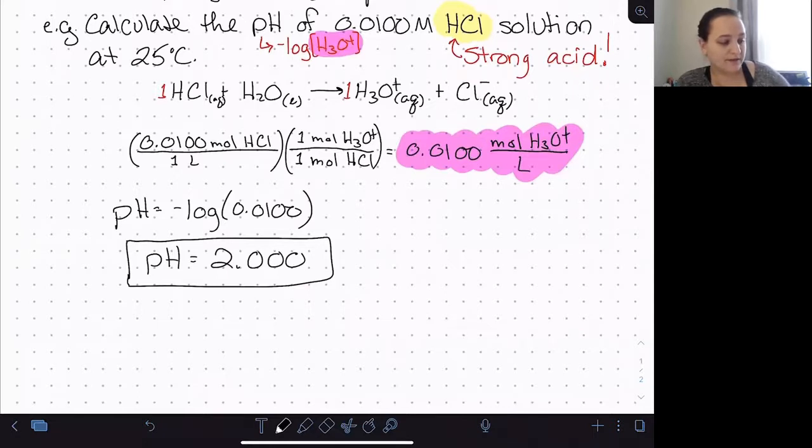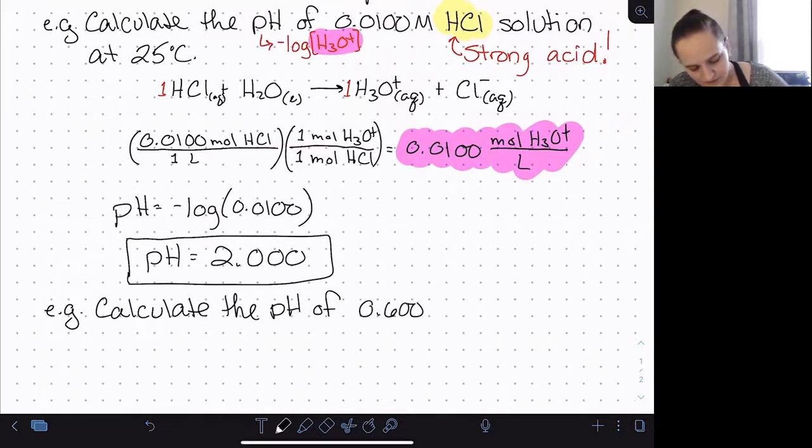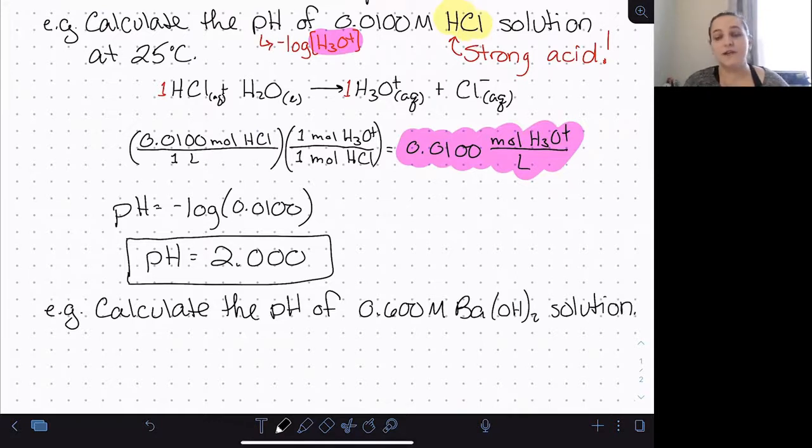For strong bases, their reaction also goes to completion. They ionize completely. So it will be really similar to calculate the pH of a 0.6 molar barium hydroxide solution. So we need to recognize what the reaction is here.